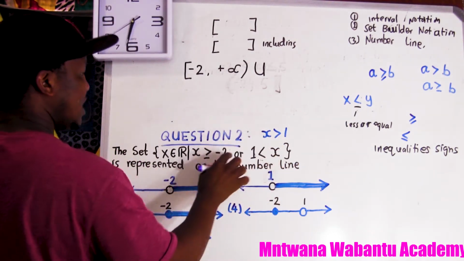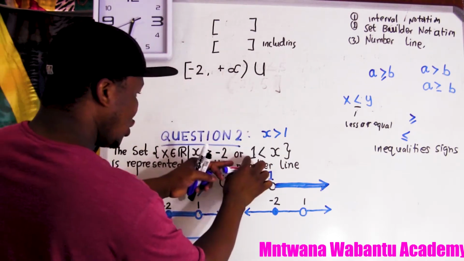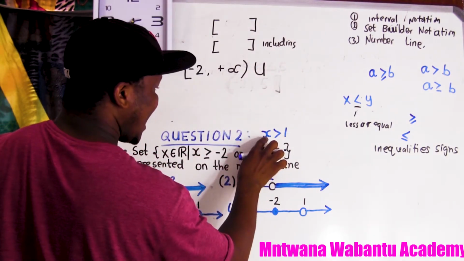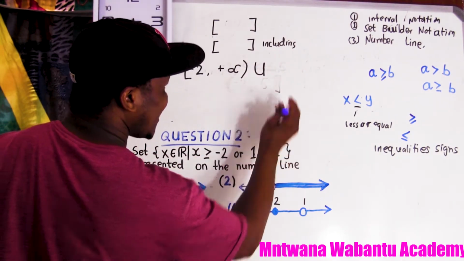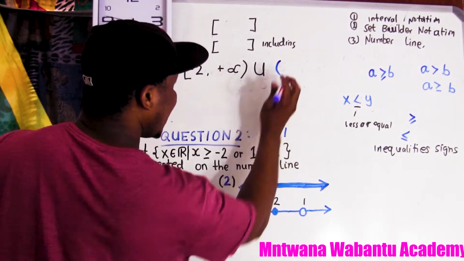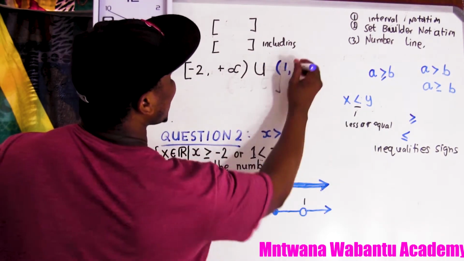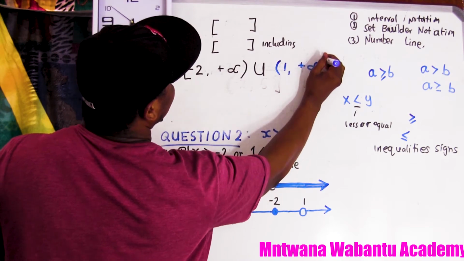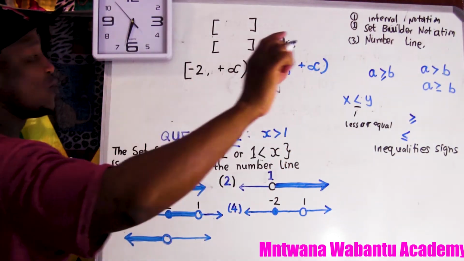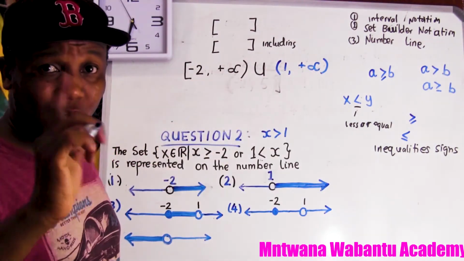So now this one, union with X is greater than 1, means it starts from 1, but excluding, all the way to positive infinity, because I don't know where I'm going to stop. And when you say infinity, you don't know where you're going to stop. That's why I exclude it. Never include infinity.